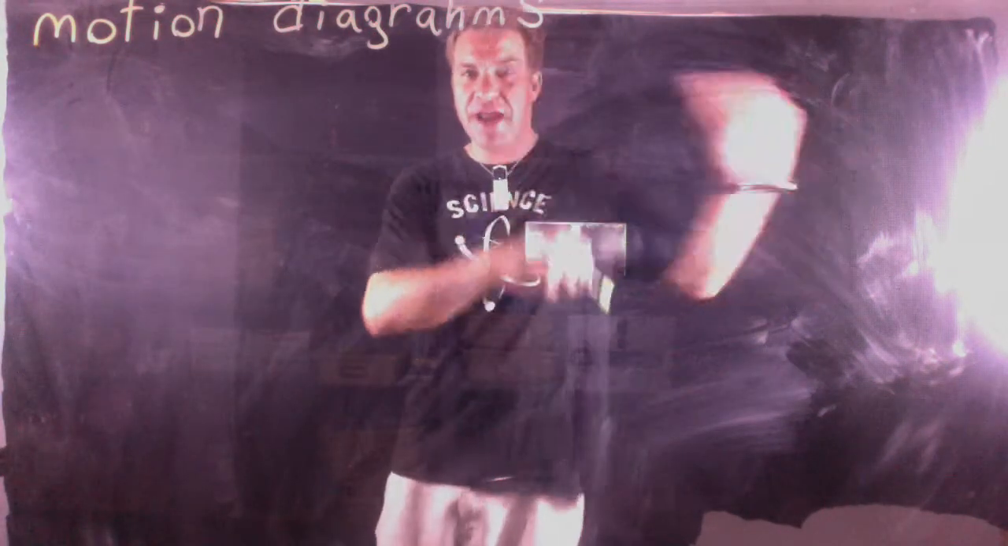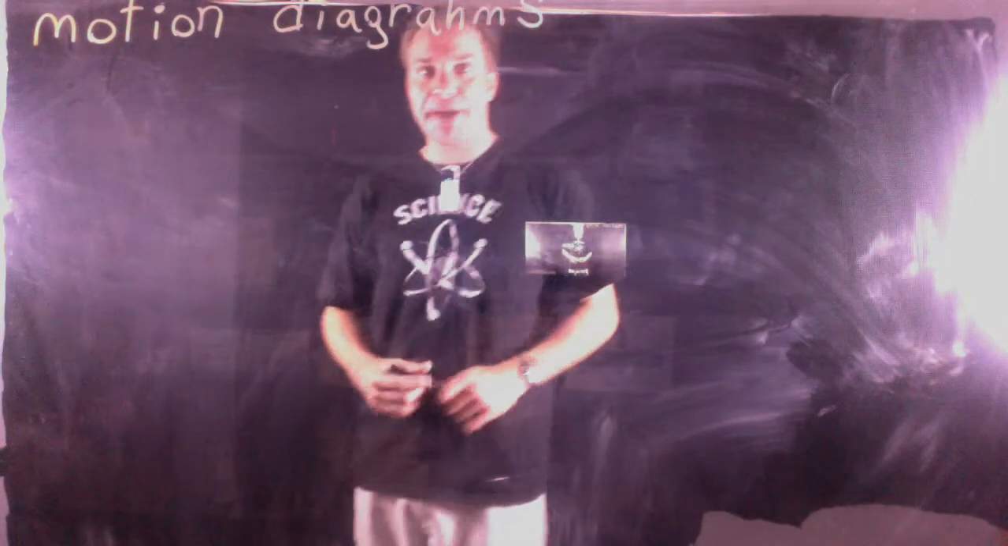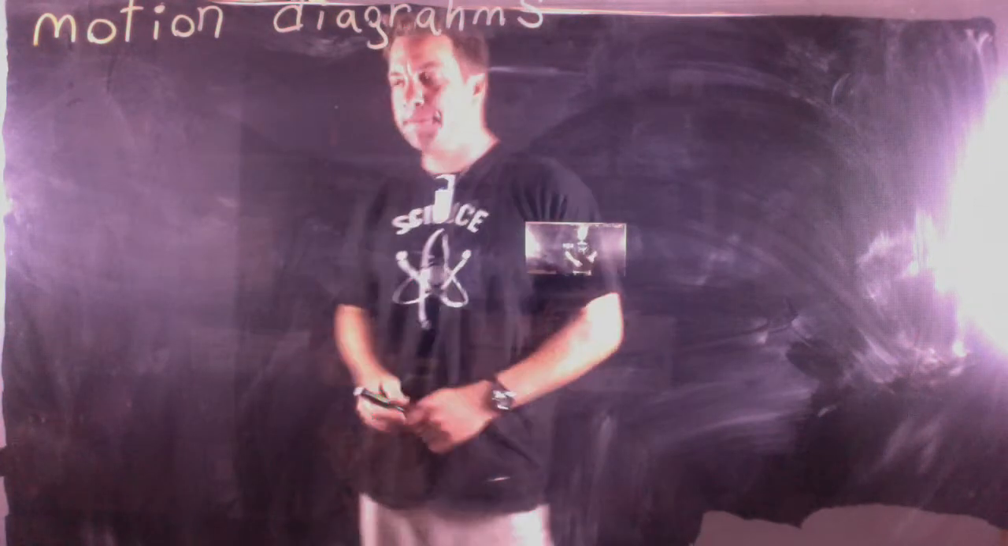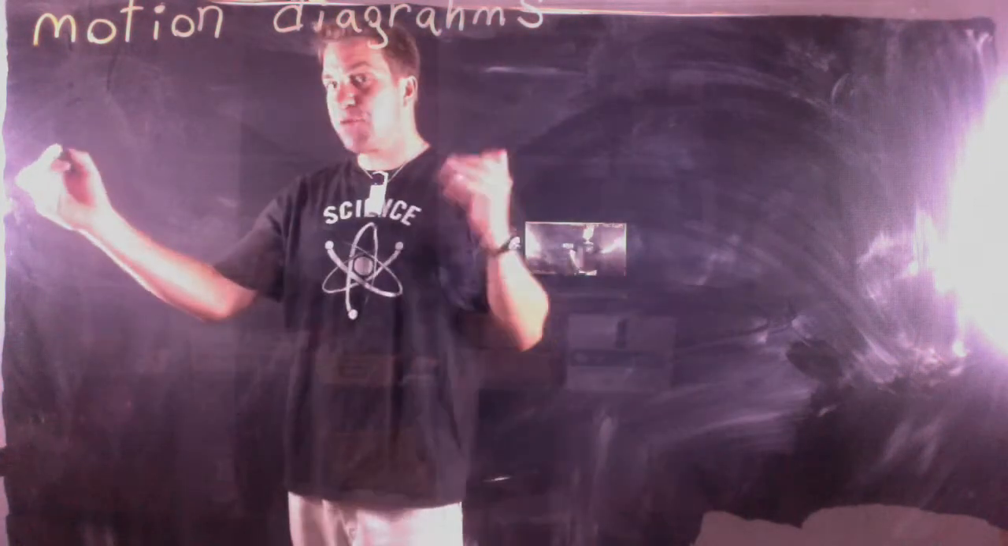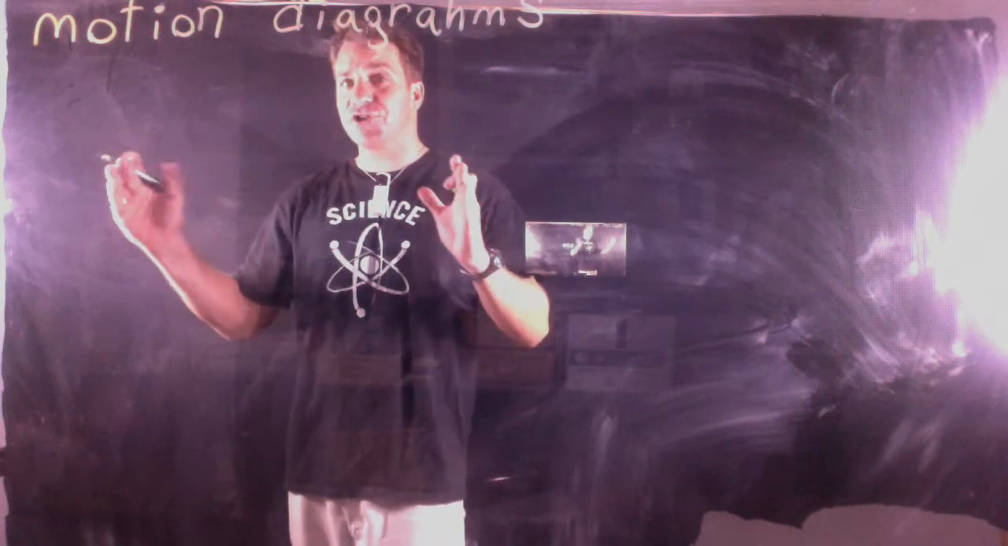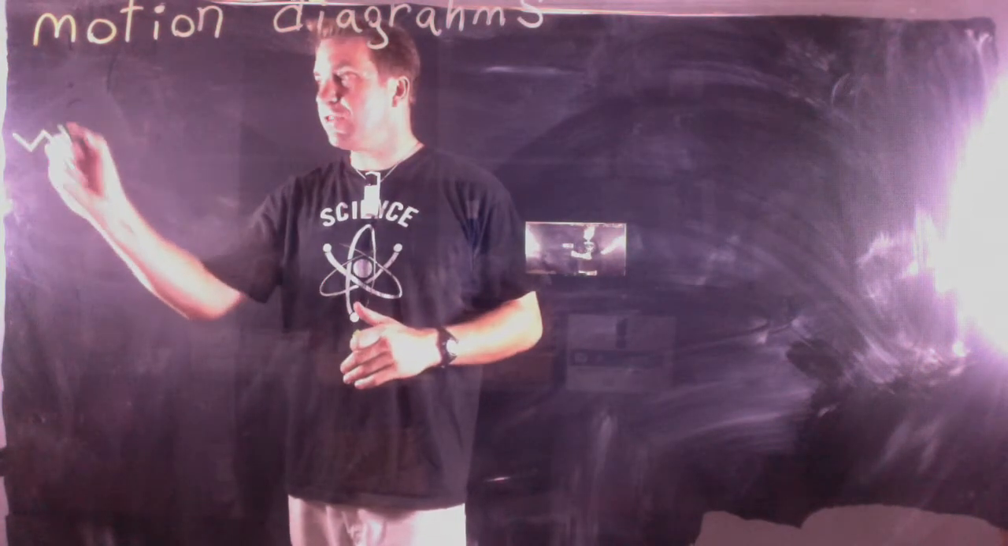Let's talk a little bit about motion diagrams, and this is a way to sort of visualize the movement of objects in the universe. And let's just think about a person running for a second. If I took a stroboscopic picture of a person running, what would it look like?